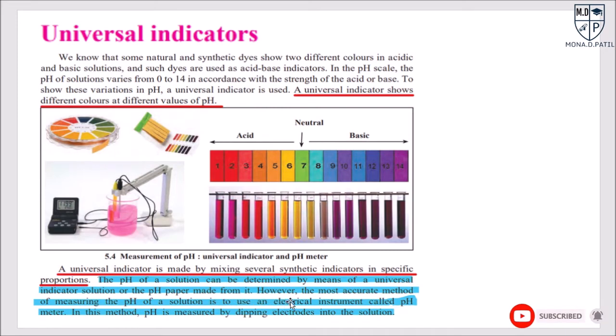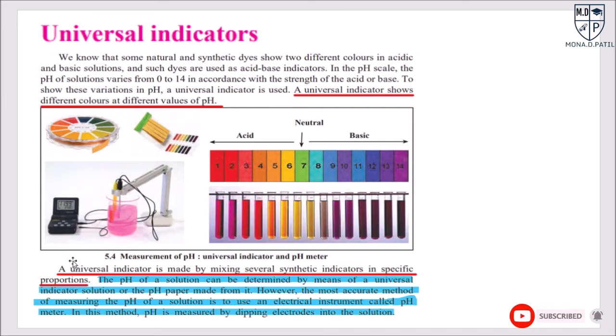However, the most accurate method of measuring the pH of a solution is to use an electrical instrument called a pH meter. This instrument you can see here is called a pH meter. In this method, the pH is measured by a dipping electrode. Here the electrodes are dipped into the solution, and thereafter we can get the pH on this pH meter.